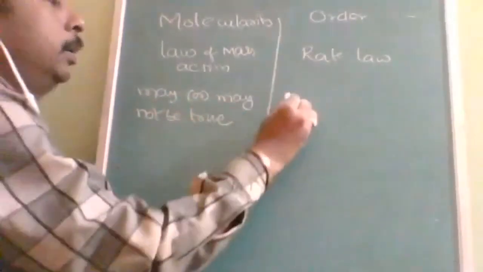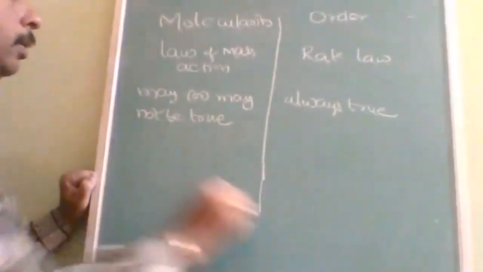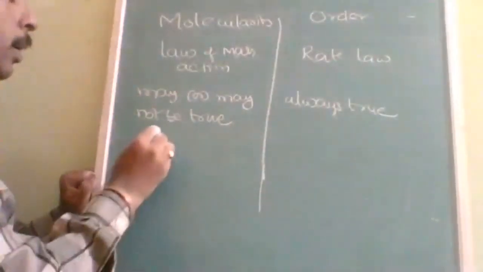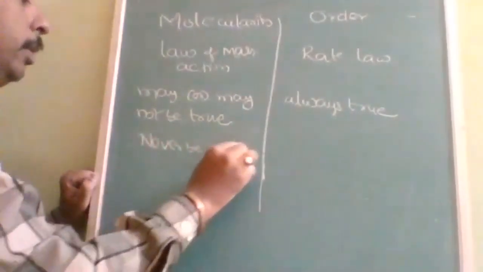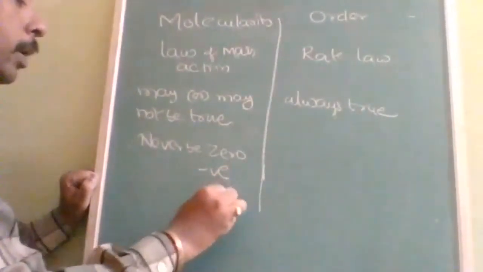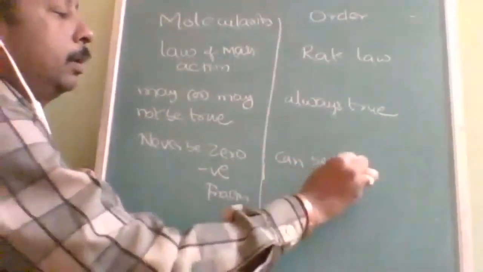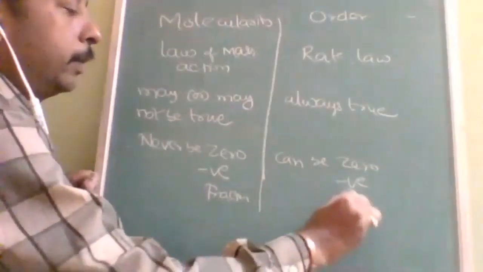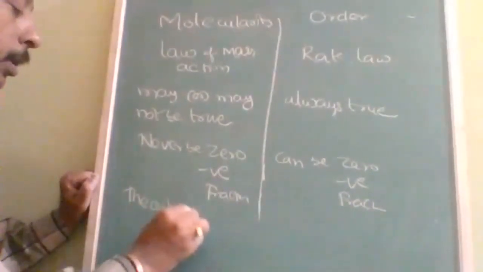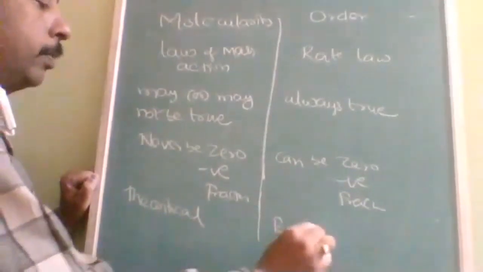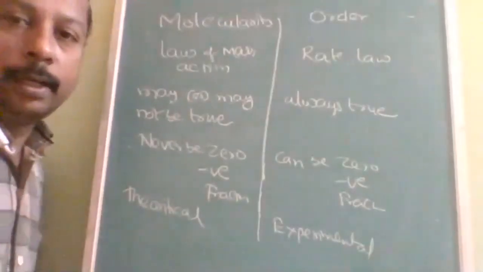Is it understood, students? Here, always true. Molecularity can never be zero, can never be negative, can never be a fraction. Order can be zero, can be negative, can be a fraction. This is a theoretical concept. What is order? An experimental concept. So likewise, these are the simple revision of molecularity and order of reaction.